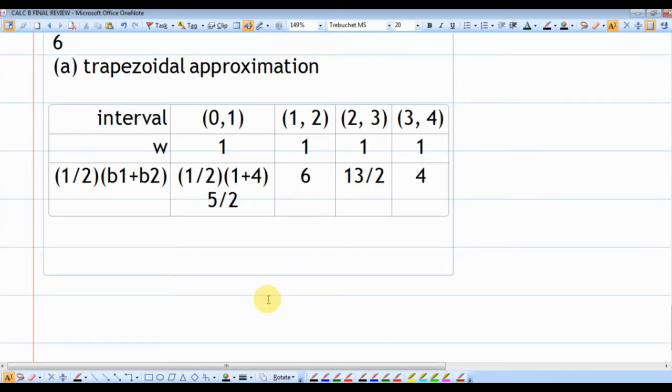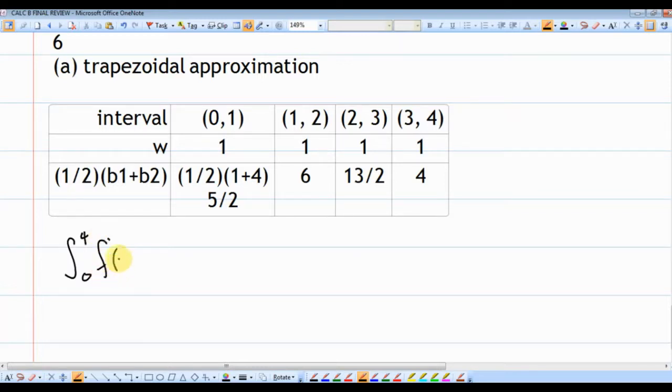Okay, so integral from 0 to 4. What are B1 and B2? That's going to be f of 0 and f of 1. Wait, what did you get in 6 and 1 and 2? You used 2 and 8. No. Which one?